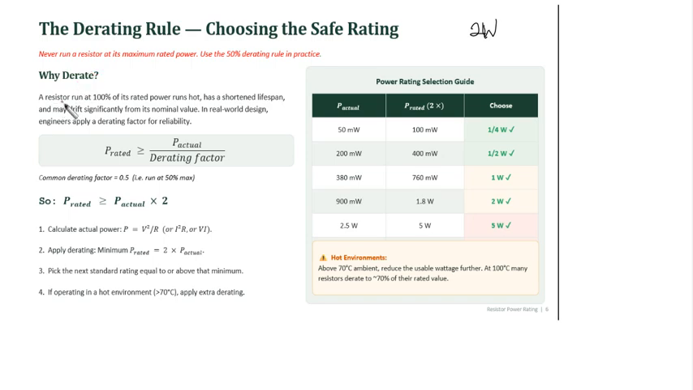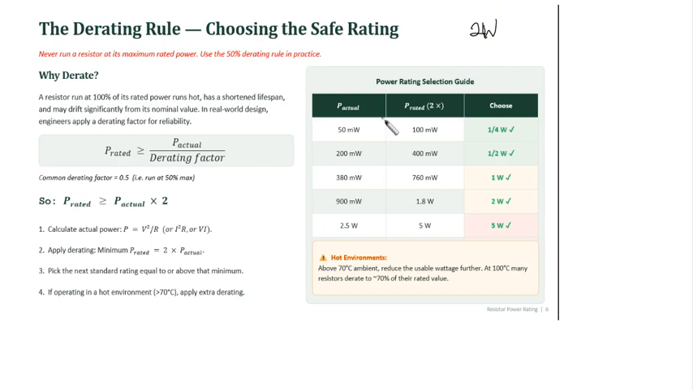Why do we derate? A resistor run at 100% of its rated power runs hot, has shortened lifespan, and may drift significantly from its nominal value. In real-world design, engineers apply the derating factor for reliability. So you don't use a resistor to its full capacity in terms of the power rating. It's going to have problems.